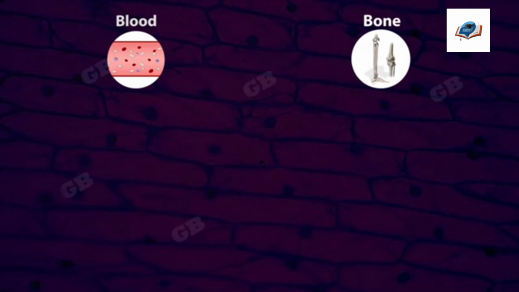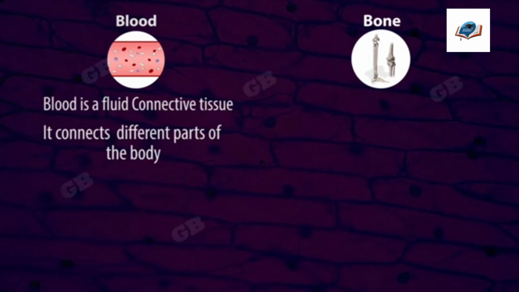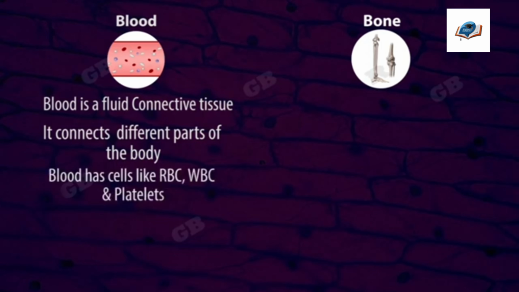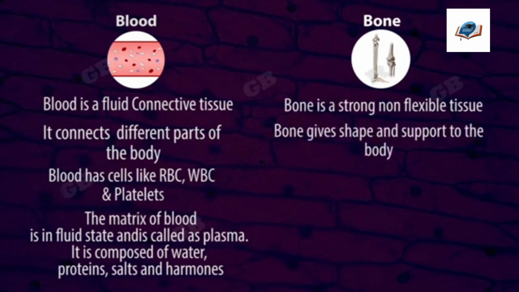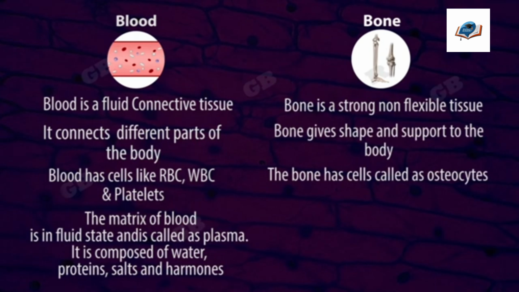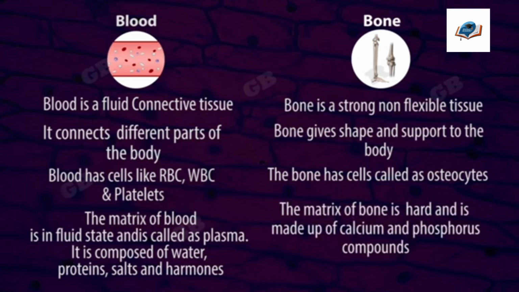Now let us see the differences between blood and bone. Blood is a fluid connective tissue. It connects different parts of the body and it contains RBC, WBC and platelets. The matrix of the blood is in a fluid state and called plasma. It is made up of water, proteins, salts and hormones. Whereas bone is a strong and non-flexible connective tissue. It provides shape and support to the body and it contains cells called osteocytes, and its matrix is hard, composed of calcium and phosphorus compounds.